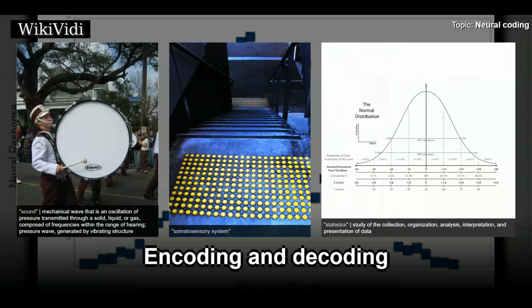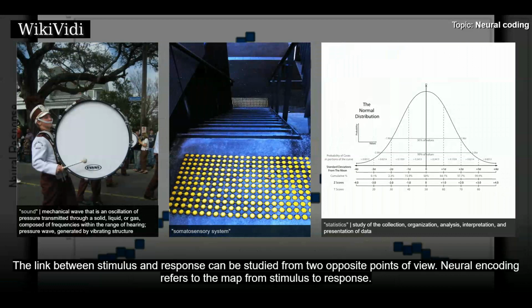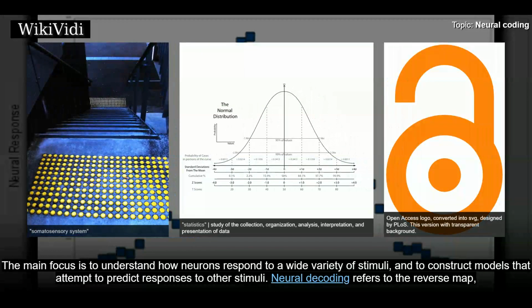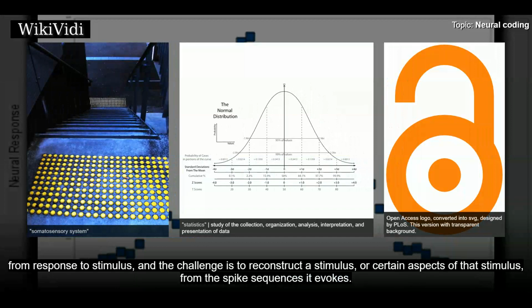Encoding and decoding. The link between stimulus and response can be studied from two opposite points of view. Neural encoding refers to the map from stimulus to response. The main focus is to understand how neurons respond to a wide variety of stimuli, and to construct models that attempt to predict responses to other stimuli. Neural decoding refers to the reverse map, from response to stimulus, and the challenge is to reconstruct a stimulus, or certain aspects of that stimulus, from the spike sequences it evokes.